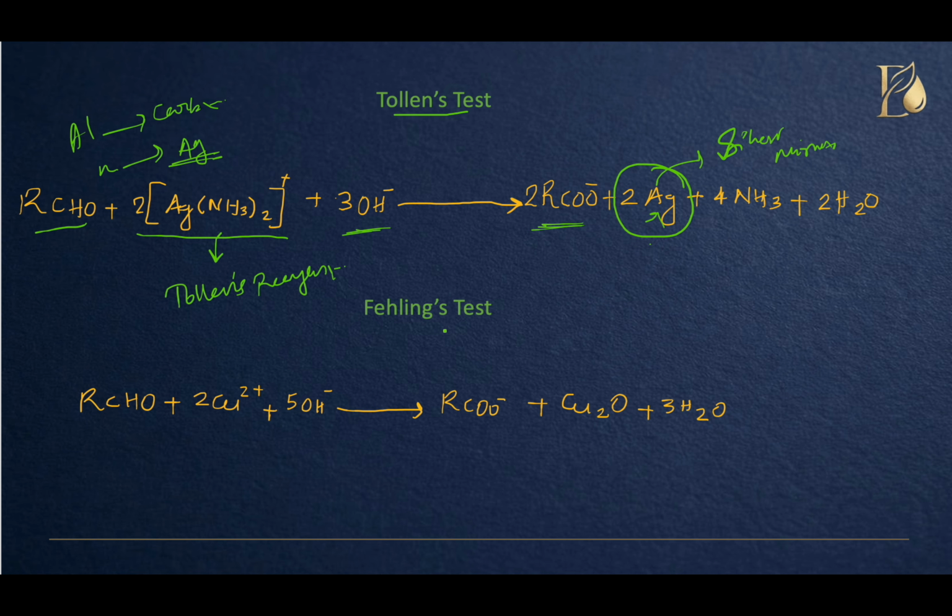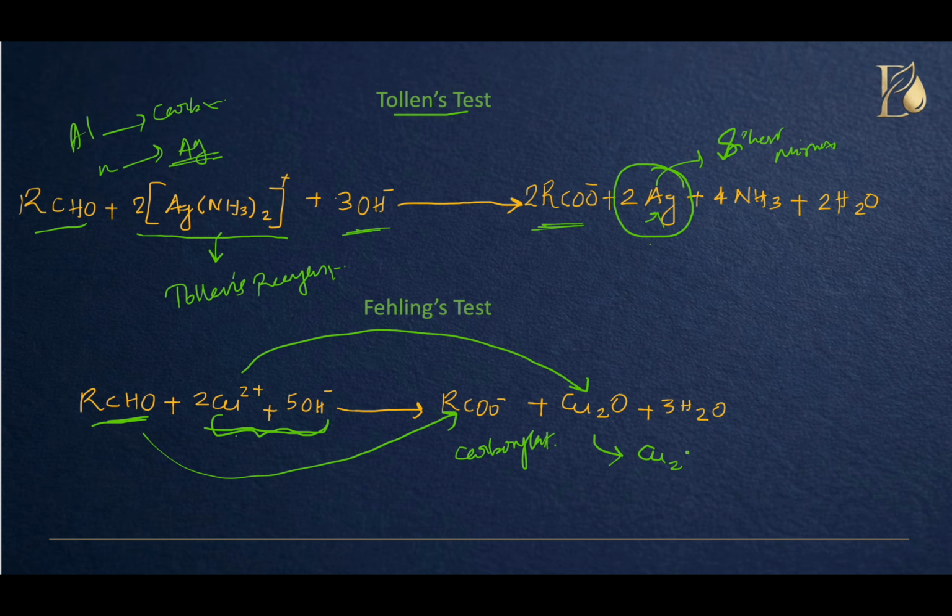Now in Fehling's test, what is happening? Aldehydes on treating with Fehling's reagent will be oxidized into carboxylate anion and copper will be reduced into Cu2O. Because of that, it will produce a reddish brown precipitate. Clear? These two reactions are used to distinguish between aldehydes and ketones. Ketones will not undergo this reaction because both Tollens reagent and Fehling's reagent are mild oxidizing agents.